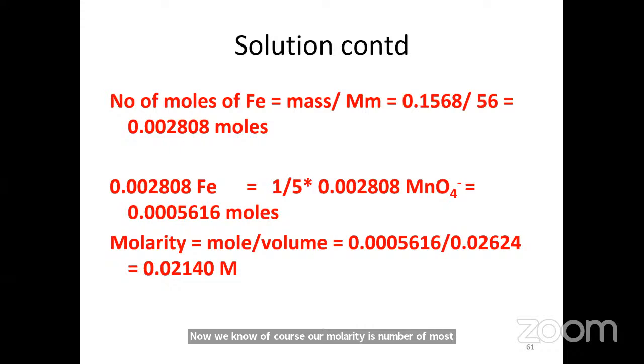And we know, of course, our molarity is number of moles divided by volume. So we are given the volume as 26.24 cm³. So we convert that to dm³ by dividing by 1000. And that gave us, when we press our calculator, 0.0214 molar.